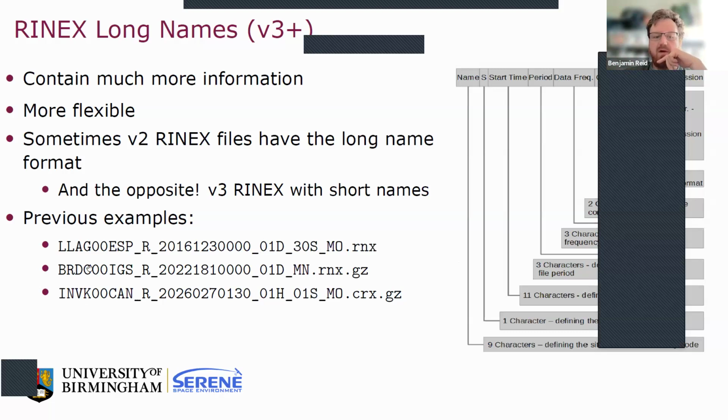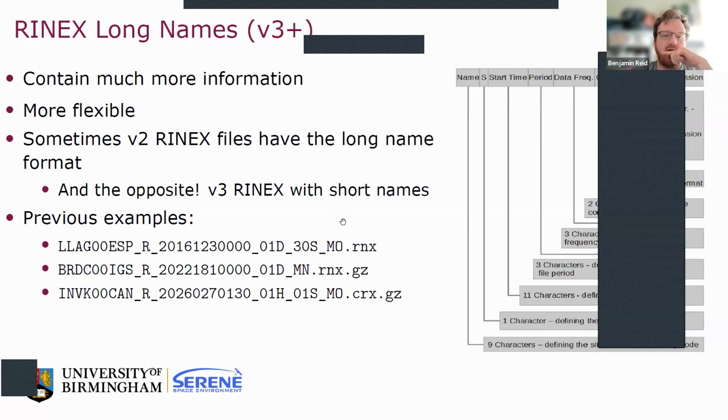Here you can see BRDC, instead of a country code, it says IGS, so now you know it's one of those synthetic global files that doesn't really exist. It runs for a whole day. Here, Inuvik in Canada, it has the start time in it. You don't need to decode that other thing. It lasts for 1 hour. It has 1 second data in it, so it's a higher rate file. It has much more data than the other ones. So the long file names are much more useful, and this is why everyone's switching to them.